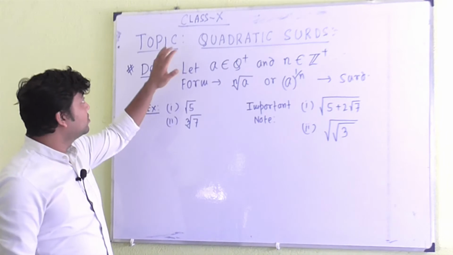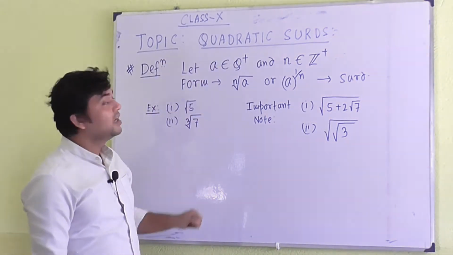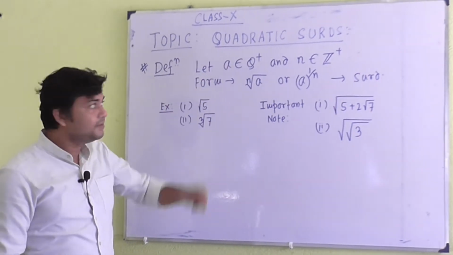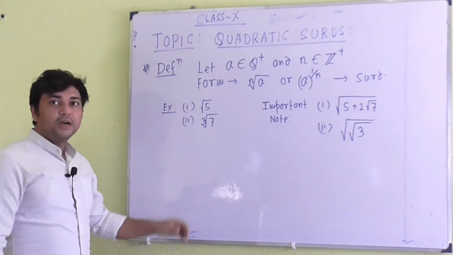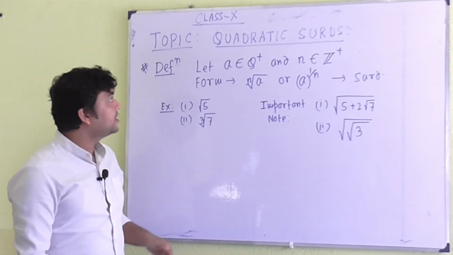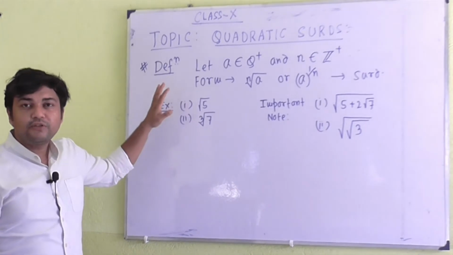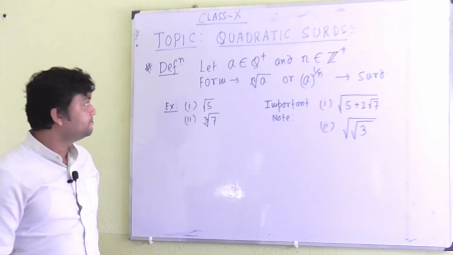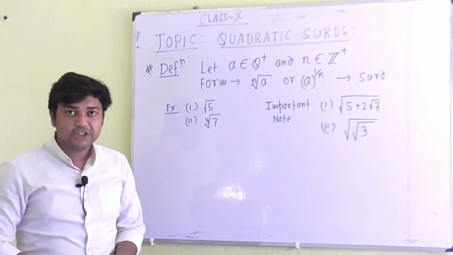Student, so we will start the chapter quadratic surd. It is a topic of class 10. Now today we will go for this particular topic, quadratic surd. At first we will go for the formal definition of surd. Now, what is the formal definition of surd?